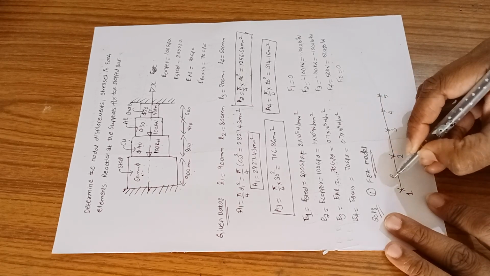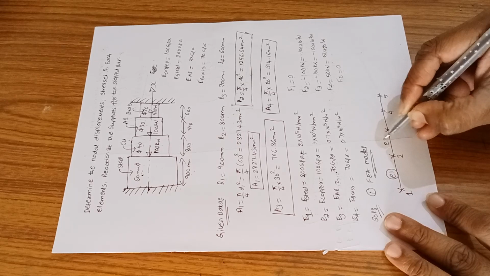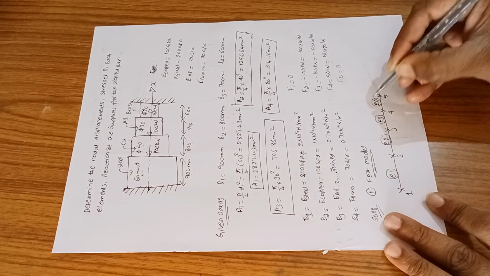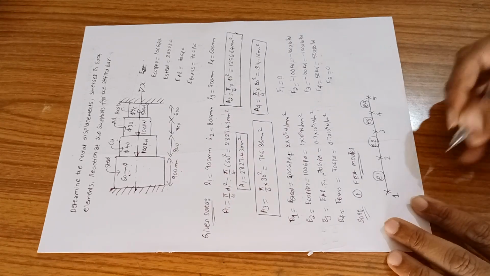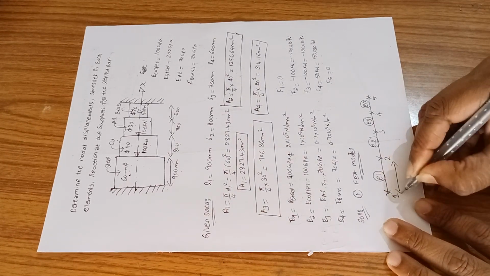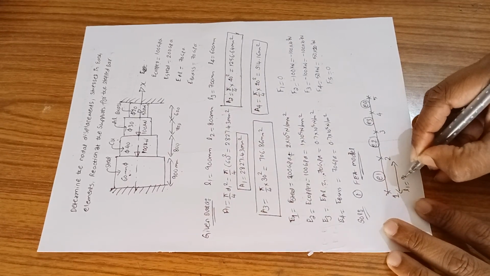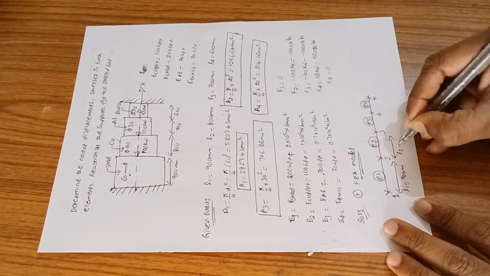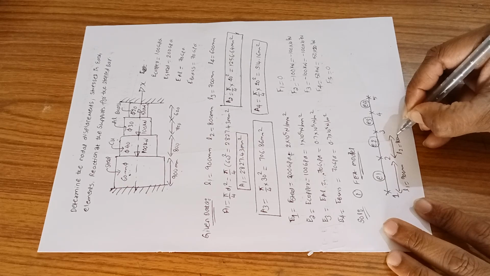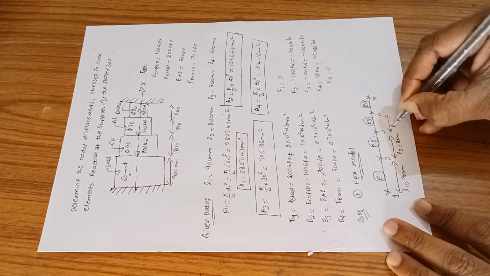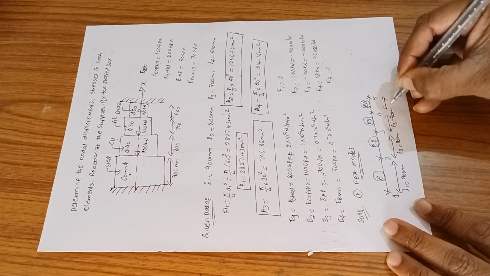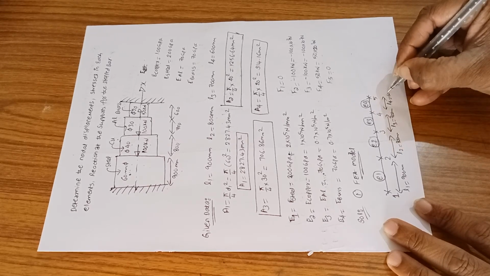So you can see this is element number 1, this is element number 2, this is element number 3, this is element number 4. So therefore you have totally 4 elements, and the length of element number 1, L1, is nothing but 900 mm, and the length of element number 2, L2, is 800 mm. The length of element number 3, L3, is 700 mm, and the length of element number 4, L4, is 600 mm.